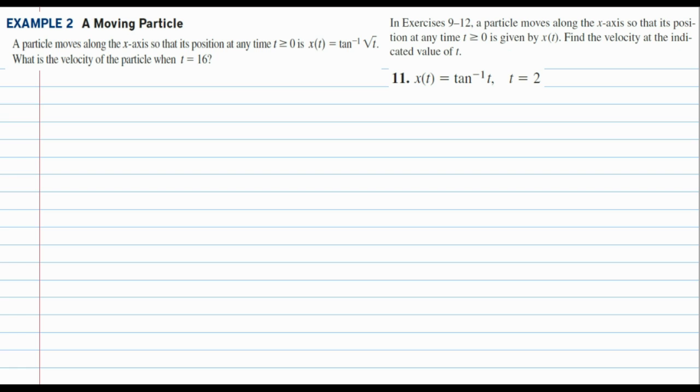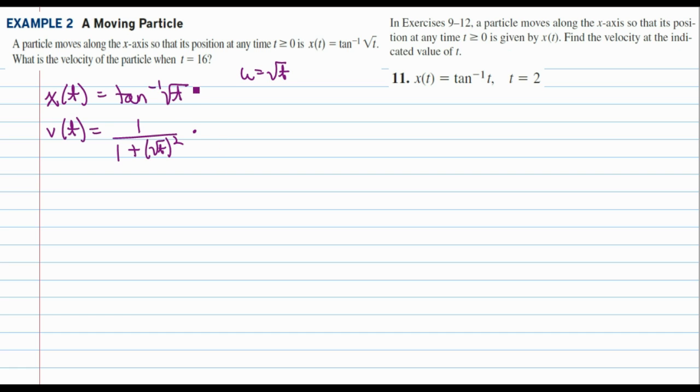Well, as we all know, the velocity is the derivative of the position. So since x of t, or the position, is the inverse tangent of the square root of t, I'm going to find the velocity, which is the derivative. So in this case, u is the square root of t. So I'm going to do 1 over 1 plus u squared times the derivative of u.